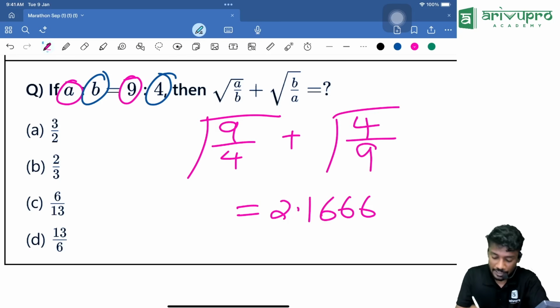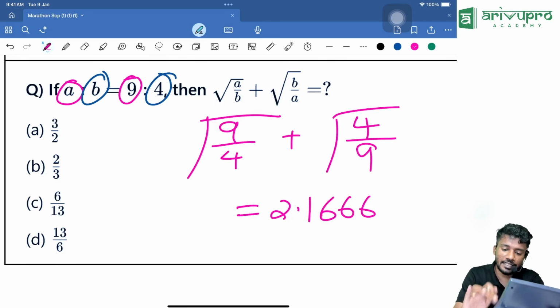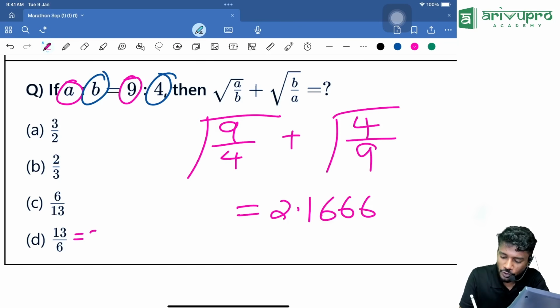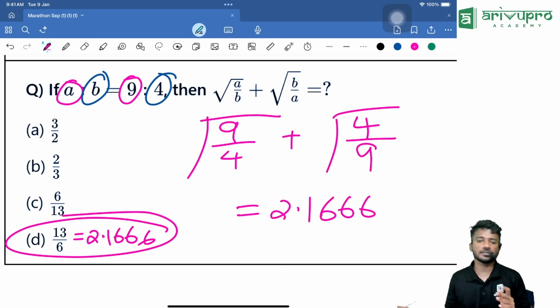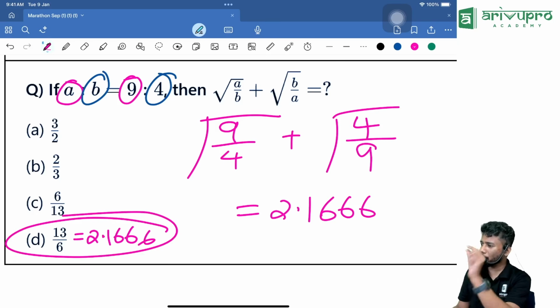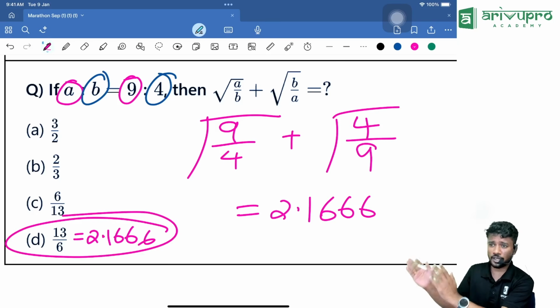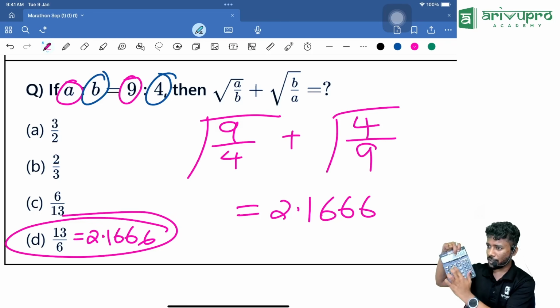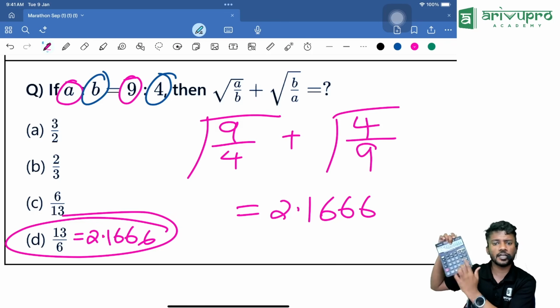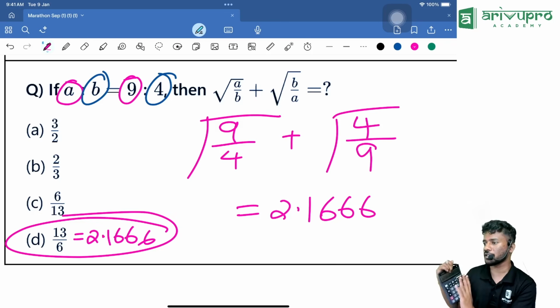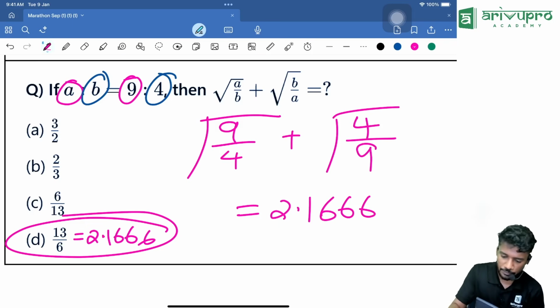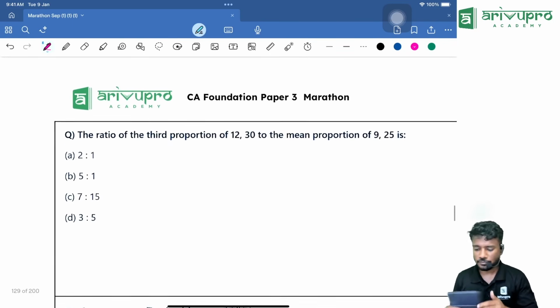2.166, right? Which option is that? 13 divided by 6 is equal to 2.166. Option D is your answer. So whenever a value and its reciprocal are together, always click M plus, then directly go for divide, equal to, again click M plus, then click MRC. You will get the sum faster.